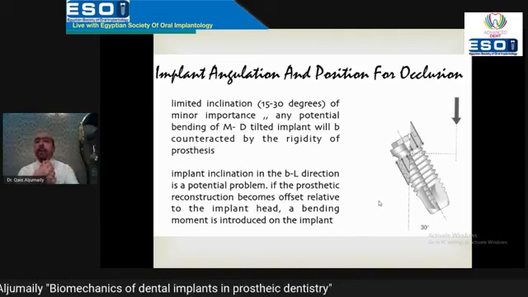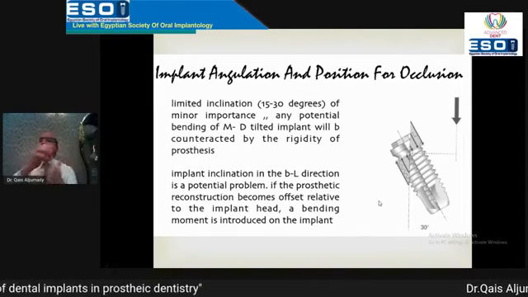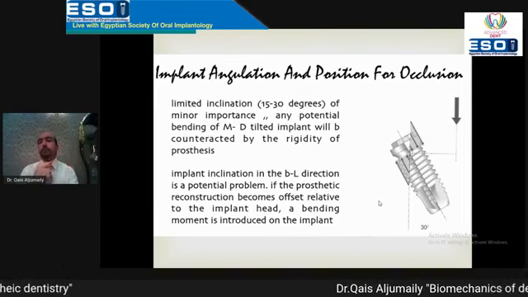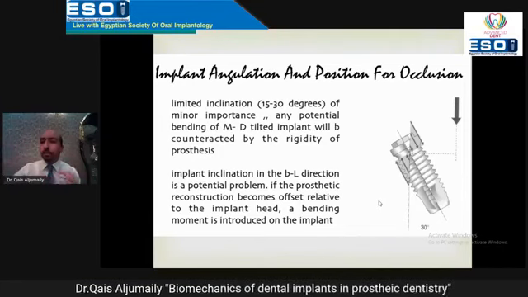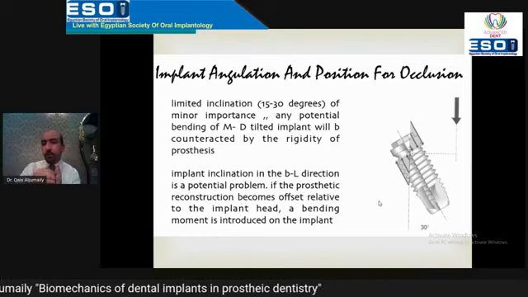If I have the implant in its optimum position and the crown in its optimum position, but during masticatory force, sometimes it applies a lateral force on the crown.